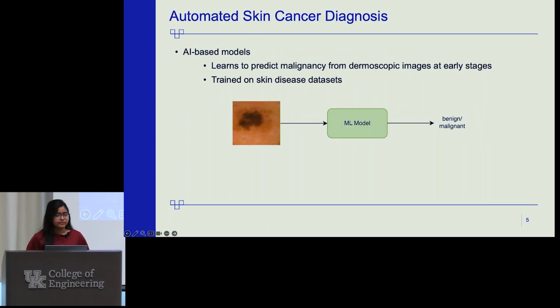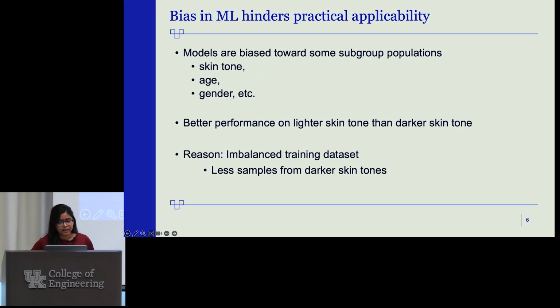So thanks to the advancement of AI and ML, skin cancer can be diagnosed algorithmically. It can learn disease-specific features and predict the malignancy from dermoscopic images like this, and it will predict if the skin cancer is a benign or malignant case. But the problem is, recent research has found that these models show biased performance towards some subgroup populations with sensitive attributes such as skin tone, age, gender, etc. So this is a major concern in healthcare and it goes against the principles of bioethics.